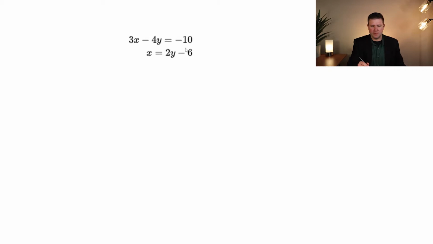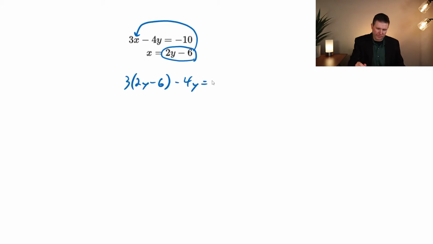Okay guys, so this one. Sometimes x is going to be the variable that's isolated, so you just have to be ready for that. Since x equals 2y minus 6, take the 2y minus 6 and plug it in for the x in the other equation. Make sure to use parentheses, and then you'll end up distributing. I'm just going to write the whole thing out first. So you get this. Distribute the 3.